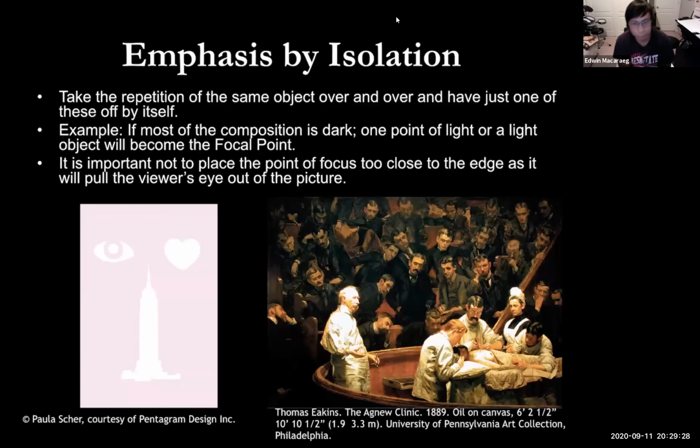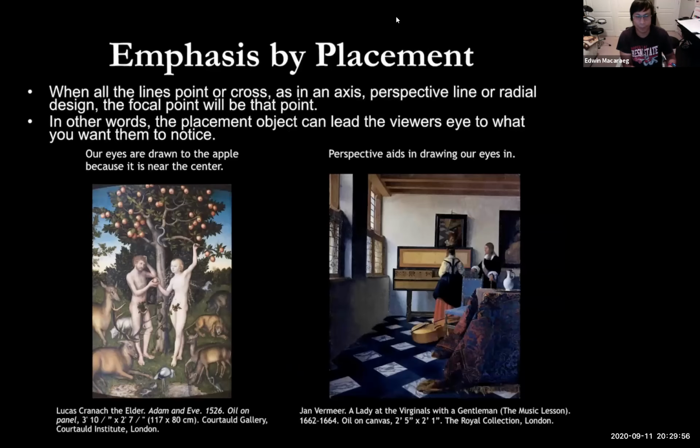And so if you want to make a focal point occur within your work of art, you want to stay not really in the exact center, but somewhere in the center. If you put it too close to the side, it's gonna pull the viewer out of the picture. So you want to keep them within, not the exact center, but somewhere around there. Okay, and so now we're going to talk about emphasis by placement.